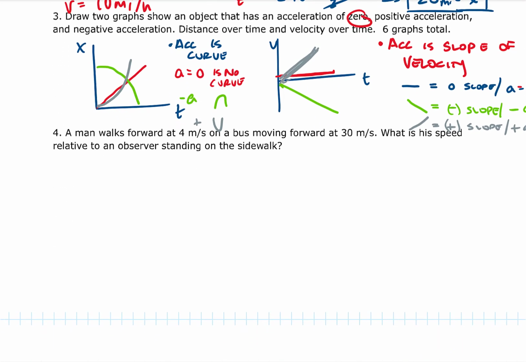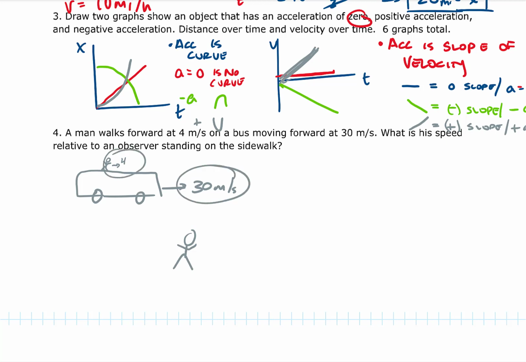A man walks forward at 4 meters per second on a bus moving forward at 30 meters per second. What's his velocity relative to an observer on a sidewalk? So if that's the bus and it's going 30 meters per second, an observer sees that as 30 meters per second. But if there's somebody on top of the bus going 4, the observer sees those two things added together. So what they see is this person walking forward with a speed of 34 meters per second.